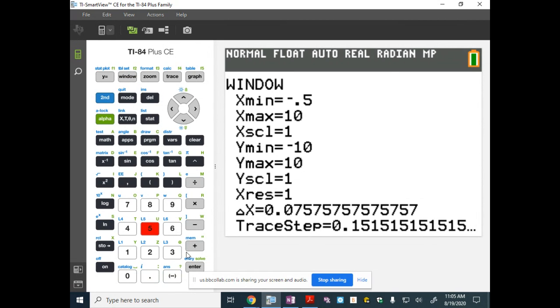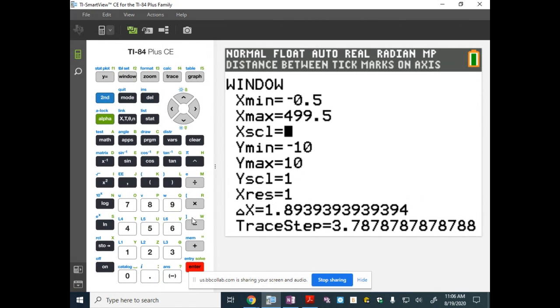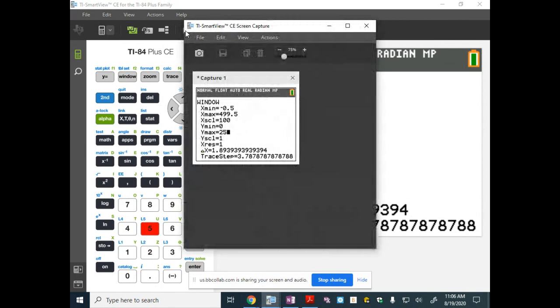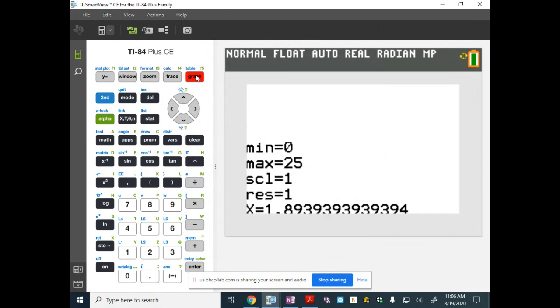was negative 0.5. What was our largest class boundary? $499.5. Now for X scale, what was our class width? It was 100. Now, the Y min should always be 0. What was our maximum frequency? It was 23. Let's make it 25. Now that you've done that, you hit graph.